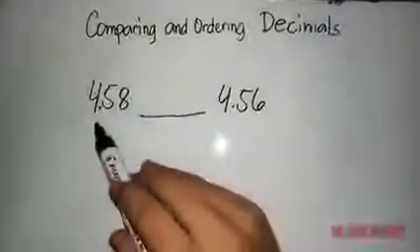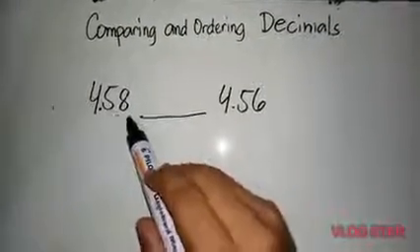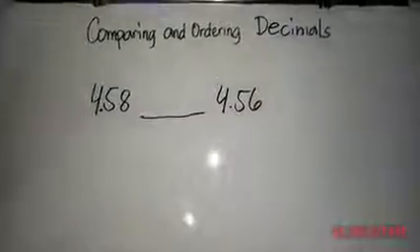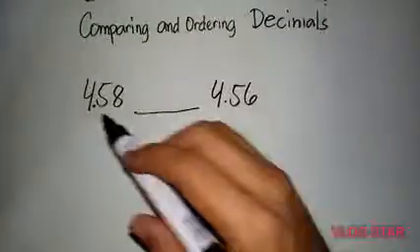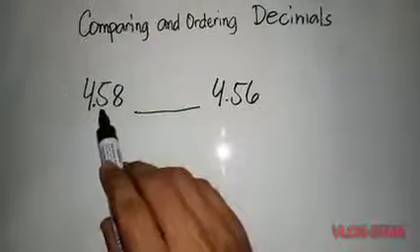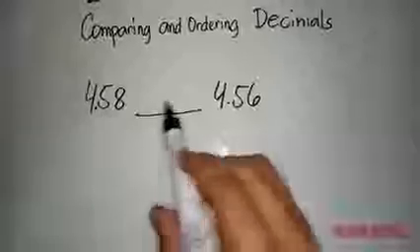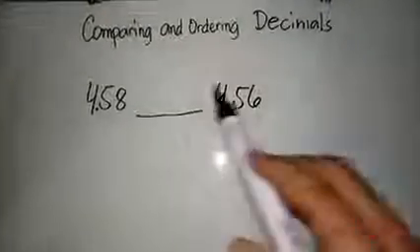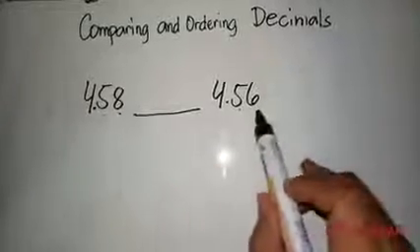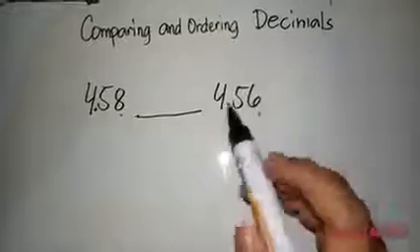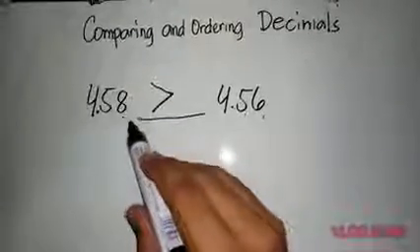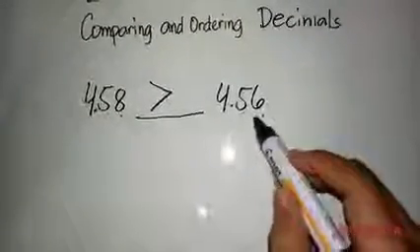So next example, 4.58 and 4.56. The first thing that we need to compare is the ones digit. So 4 and 4, they are equal. Next, let's proceed to tenths. Tenths is 5, then 5, they are equal. The next is hundredths. So 8 and 6. 8 is bigger than 6, so the sign must be greater than. 4.58 is greater than 4.56.